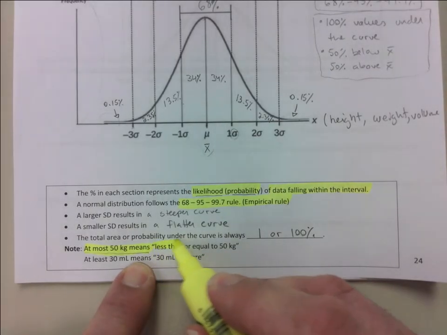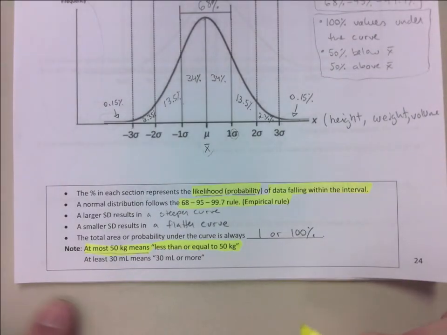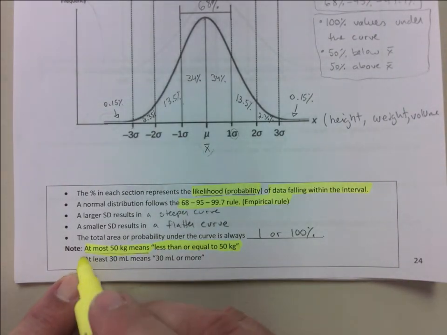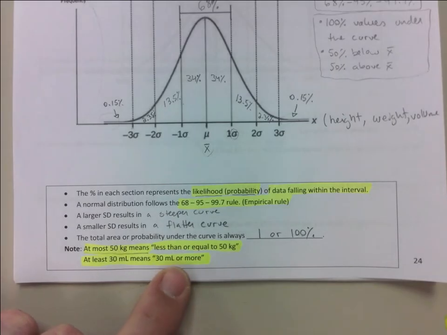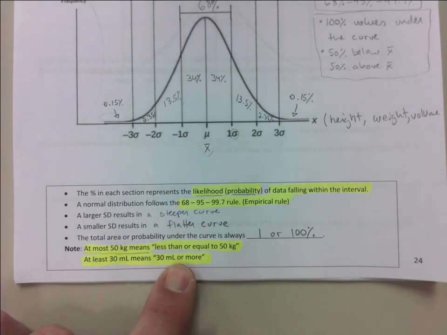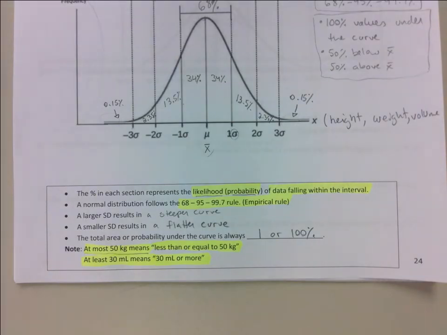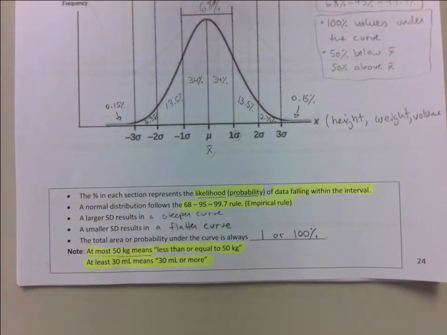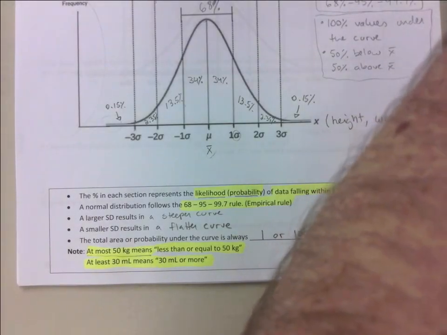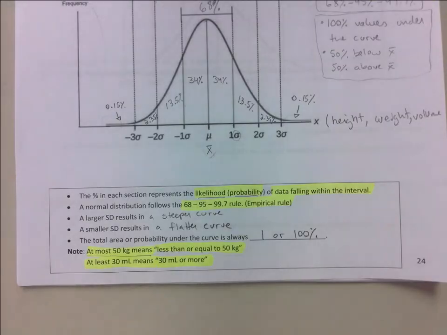I would have this on my study sheet because you will need this wording later on. "At least 30 milliliters" means 30 milliliters or more. Okay, so that's what that means. Figure out the percentage of families making at least $50,000. That means $50,000 or more, okay? So you got to be comfortable with that kind of wording in this unit. So let's do an example, let's do some calculations.